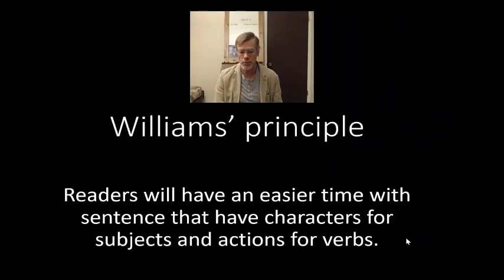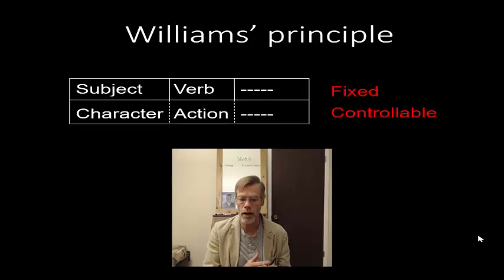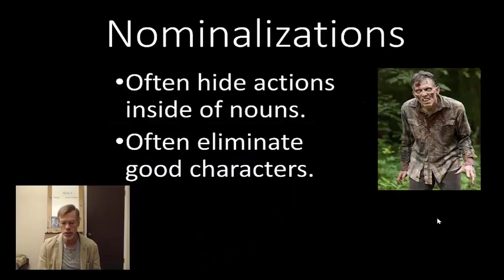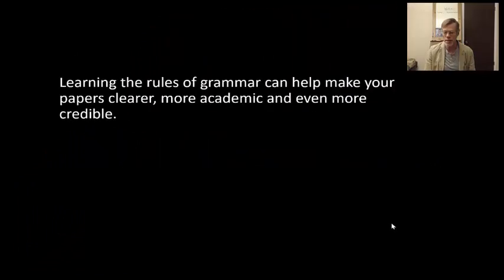to sentences. So again, Williams' principle is that readers will have an easier time with a sentence that have characters for subjects and actions for verbs. We've got our fixed elements, subject and verb, and our controllable elements of what we put into there, characters in subject positions, actions in verb positions. Nominalizations, on the other hand, often hide actions inside of nouns and often eliminate good characters. So let's look at some examples.